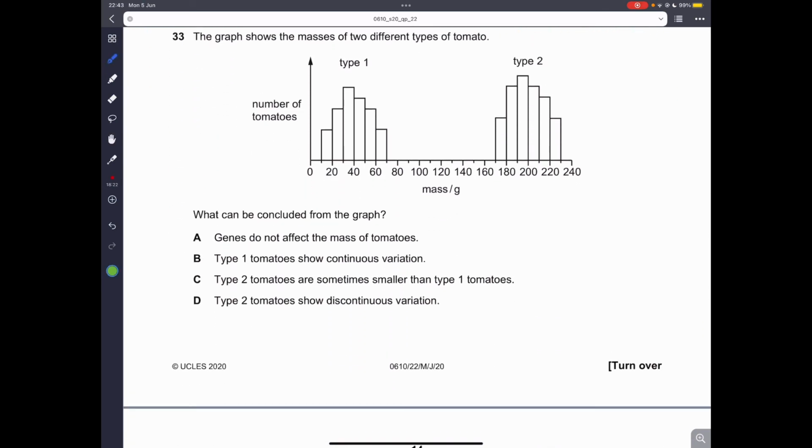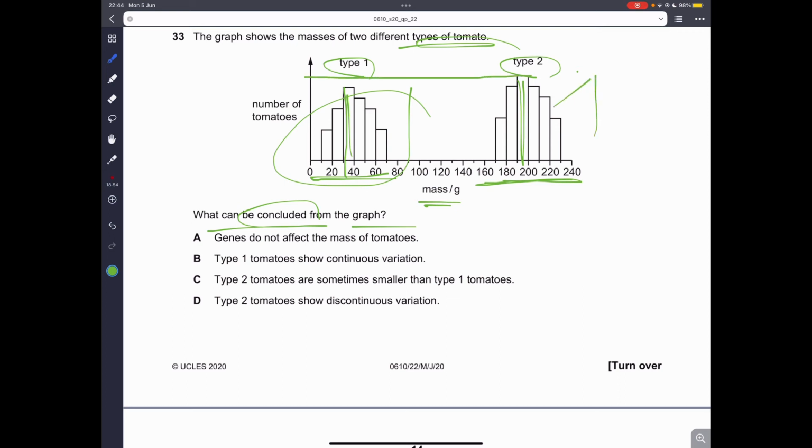Question 33. The graph shows the mass of 2 different types of tomato. What can be concluded from the graph? Okay, let's look at type 1 and type 2. In type 1, we can see that they have a lower mass, around 60 grams. In type 2, they have the heavier mass, which is 170 to 230 grams, so they're pretty heavy. And remember, you can see on the graph that the number of tomatoes of type 2 is more than type 1. So let's look at the options.